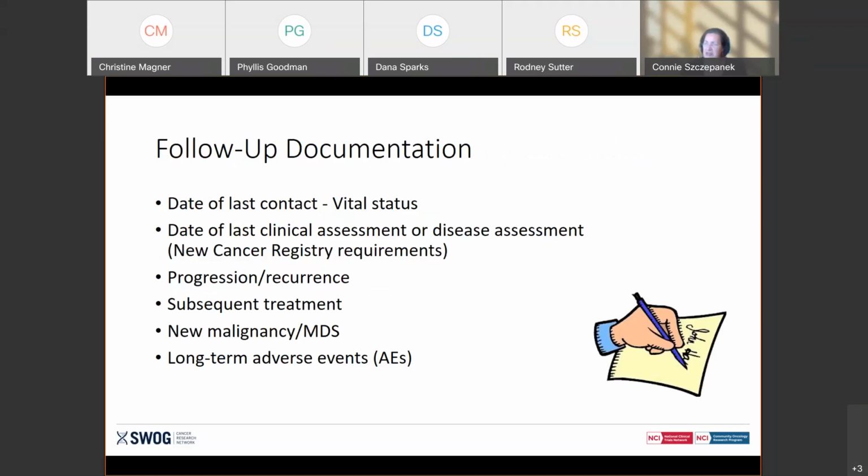As you're following this journey along, make sure you're documenting what you did, what you found, what you learned. Some of the things you're looking for would be vital status. What was the date of their last clinical assessment or their disease assessment, and what did you find? Cancer registries can be a great place to look for some of this information. Has there been progression or recurrence of their original cancer? Have there been new cancers? Are there subsequent treatments that have been added? Has there been myelodysplastic syndrome? Have there been other late effects, long-term adverse events that need to be reported? Those are all things to really keep your antenna high and look for and watch for. Next slide, please.